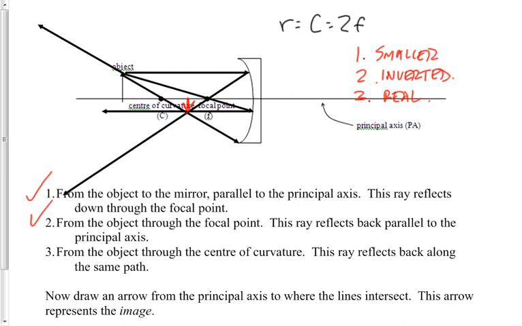Okay, I drew that third ray not to say that you should draw the third ray. If you draw the first two rays and you get them intersecting, stop. Don't bother with the third one. I just wanted to show you what the third ray looks like, in the event that we need to draw it. And we will need to draw it for some of these ray diagrams, just not for this one.